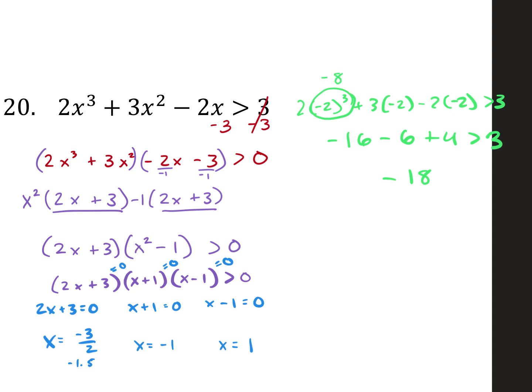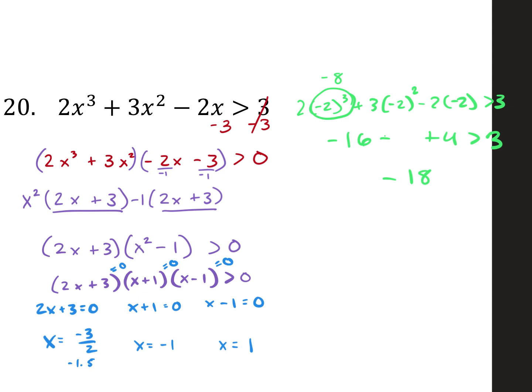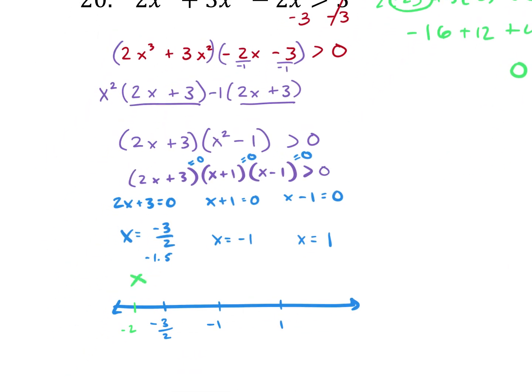Didn't you have to square the second time? The 3 times negative 2. Oh yeah, this is squared. Thank you. So that would be 4 times 3 would be 12, so plus 12. So this would be 0 is greater than 3. Is that true? No. So we're not shading out here.